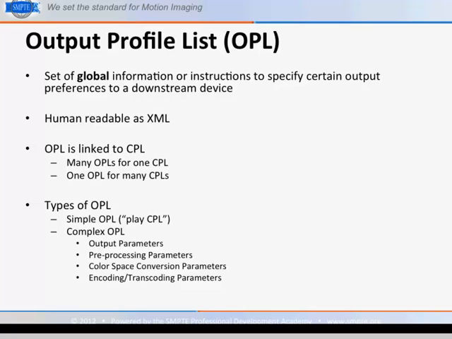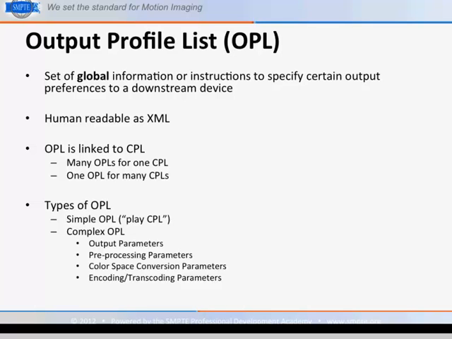And what this is, it's basically a set of global information or instructions that specifies a certain output preference to a downstream device. So what that means is that we can have these instructions that affect the entire CPL to actually do something with that CPL. So the idea here is that the OPL would also be XML. You can have many OPLs that are linked to one CPL, or you could have one OPL for many CPLs. So you can kind of mix and match how you actually want the OPLs and the CPLs to work.